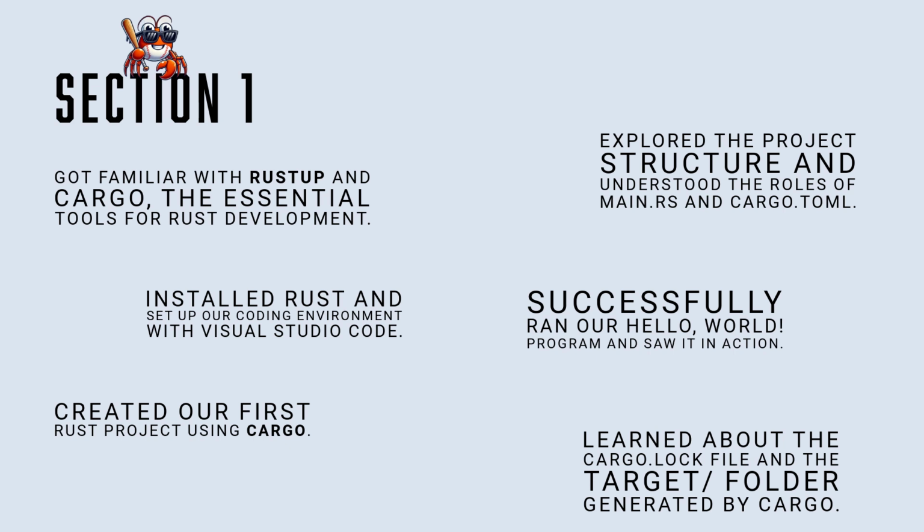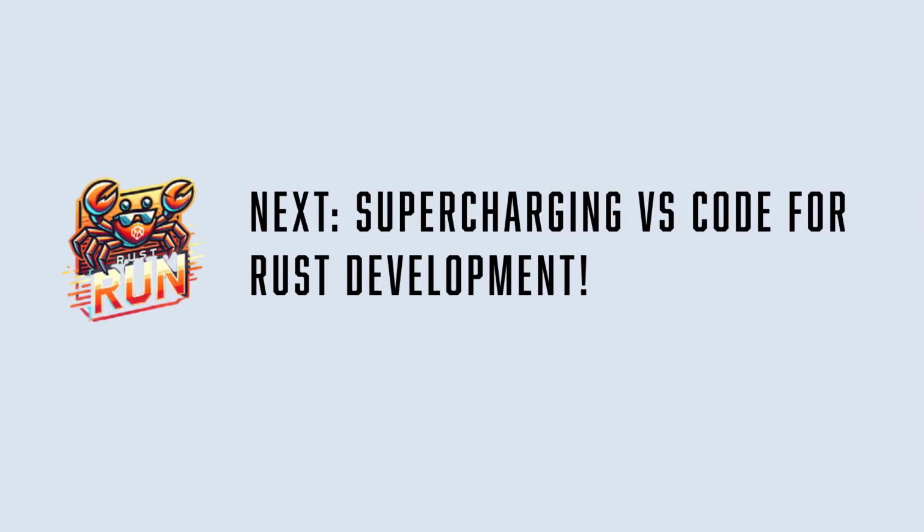We explored our project's structure, getting to know the roles of main.rs and Cargo.toml and why they matter. We ran our Hello World program and saw our code come to life right in the terminal. And on top of that, we learned about the Cargo.lock file and the target folder, understanding how Cargo keeps our builds consistent and organized. In the next video, we'll supercharge Visual Studio Code by installing all the necessary extensions to make it the ultimate tool for Rust development.